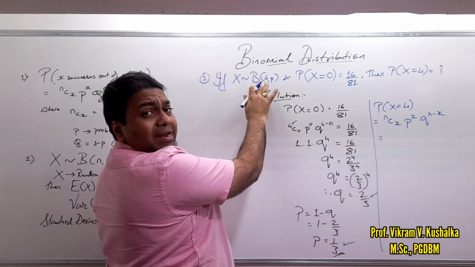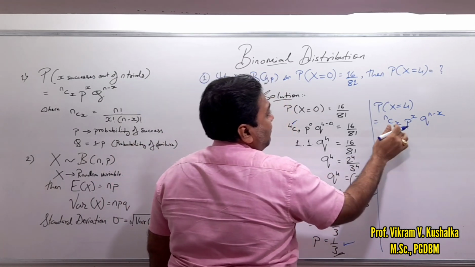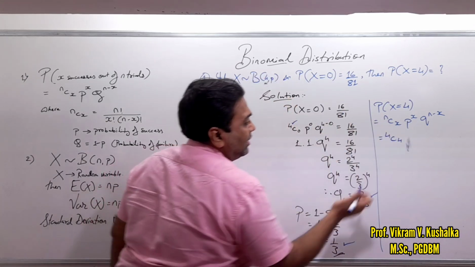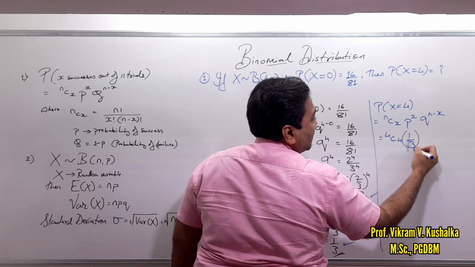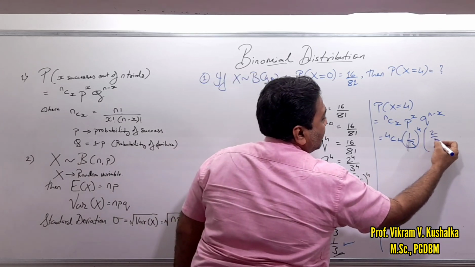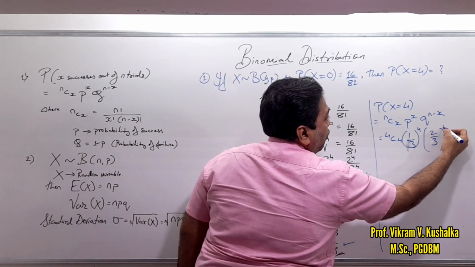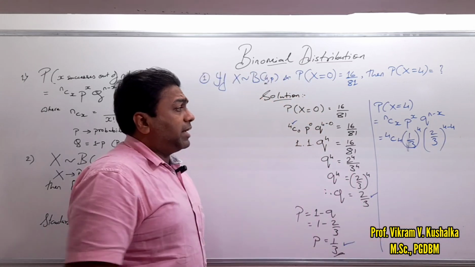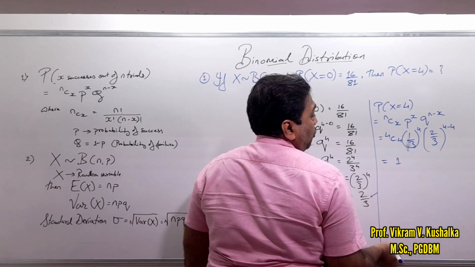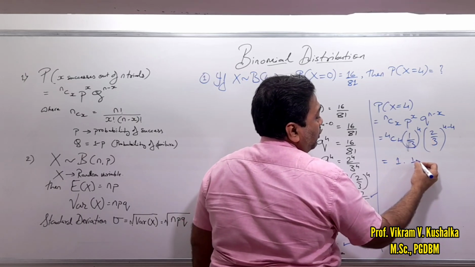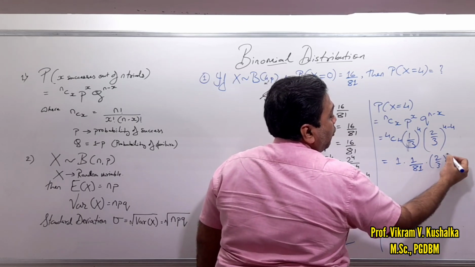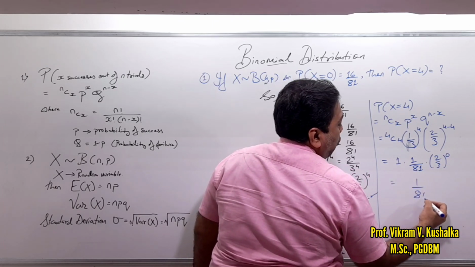What is n? n is my number of trials, 4. The value of x over here is 4. This is p. And what is my p over here? The p value is 1 by 3. The probability of success to the power of x into the probability of failure, that is 2 by 3 to the power of 4 minus 4. Correct? Because my value of x is 4. So therefore I get 4c4, which is again nothing but 1, into (1 by 3) to the power of 4, that is 1 upon 81. This is (2 by 3) to the power of 0, that becomes 1. My answer is 1 by 81.